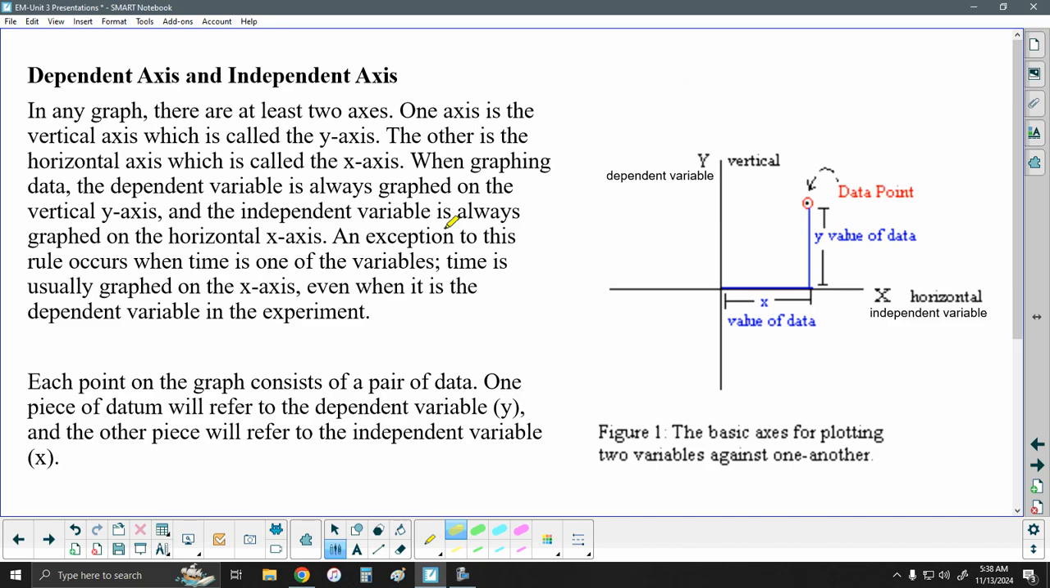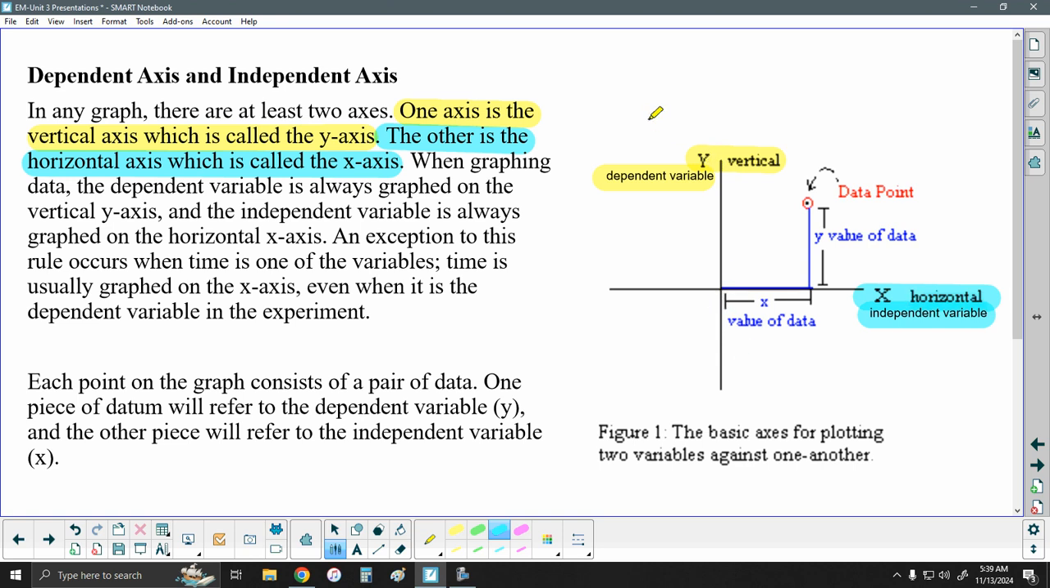So in any graph, there are at least two axes. Some graphs have more than two axes, but we'll be focused on two-axis graphs. One axis is the vertical axis, which is called the y-axis. As we can see over here from our setup, the y-axis is where the dependent variable always gets plotted. And then we have our other axis, which is the x-axis, and the x-axis is always where we plot the independent variable. So we're always looking for the independent variable change compared to the dependent variable change, so x and y, and we always set things up this way.